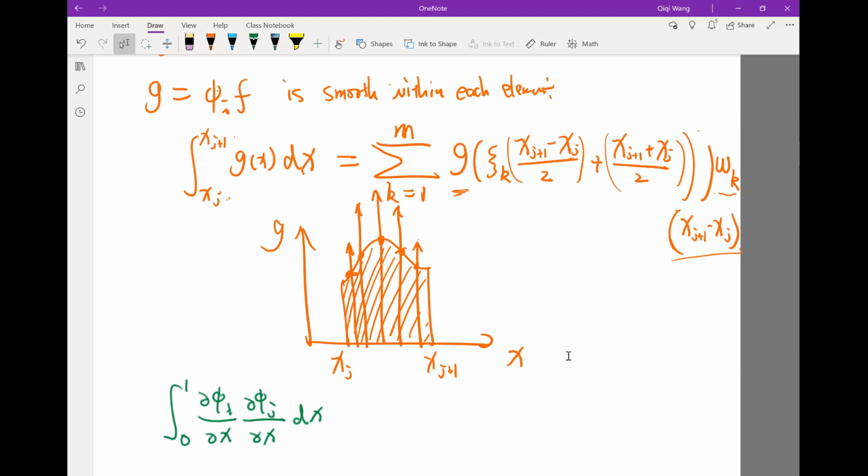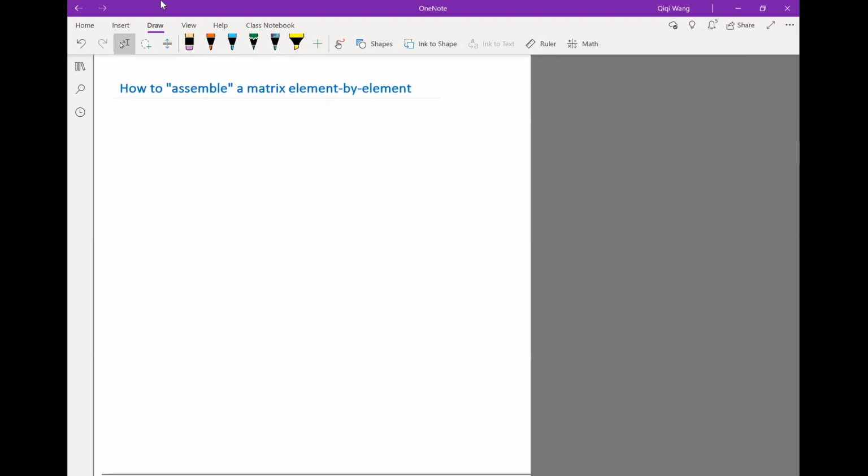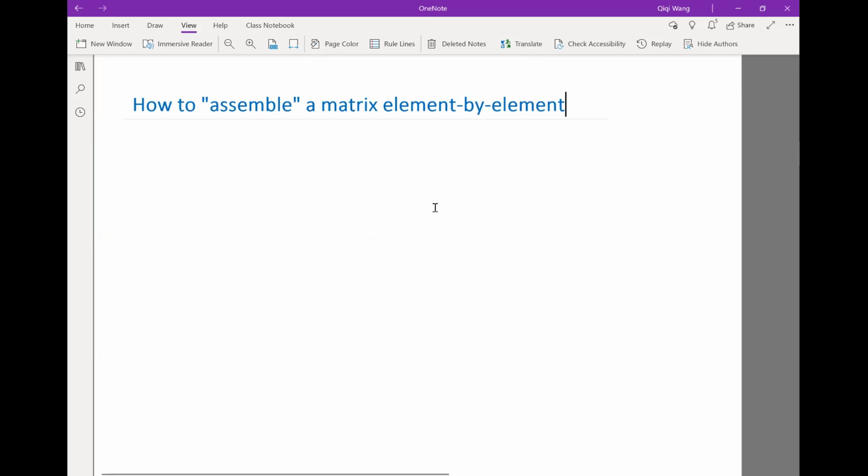Okay, let me actually go over one more topic, which is how do you assemble a matrix element by element. This is important because we ultimately want to generalize the finite element method into 2 and 3 dimensions. And actually in the project, you are going to be seeing a finite element in 2 dimensions.